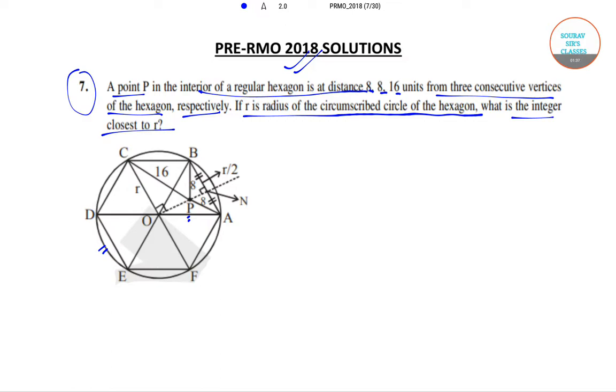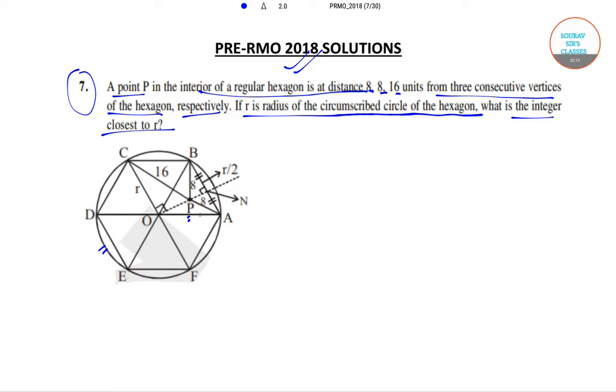So now let's proceed. It has been said that the point P, as we have taken over here, is equidistant from the points A and B. So what we can see over here is that this point P will then definitely lie on the perpendicular bisector of the line AB. As you can see, any point which lies on the perpendicular bisector is always equidistant from the two points A and B. So this is what we know.